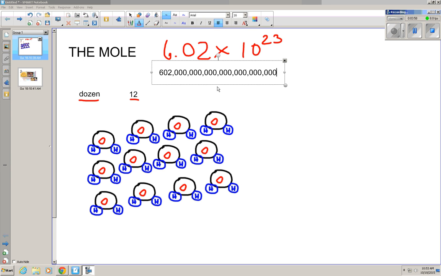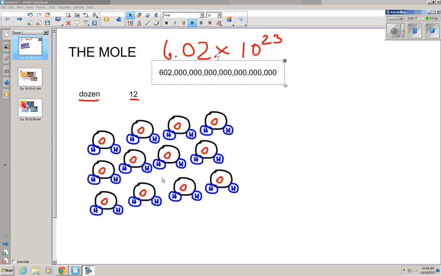You could have a mole of Honda Civics. You could have a mole of coffee cups. I'd love to have even a mole of pennies. I think I'd be the richest person in the world. So in chemistry, when we say the word the mole, we're referring to this number. Now, let me show you what this looks like.